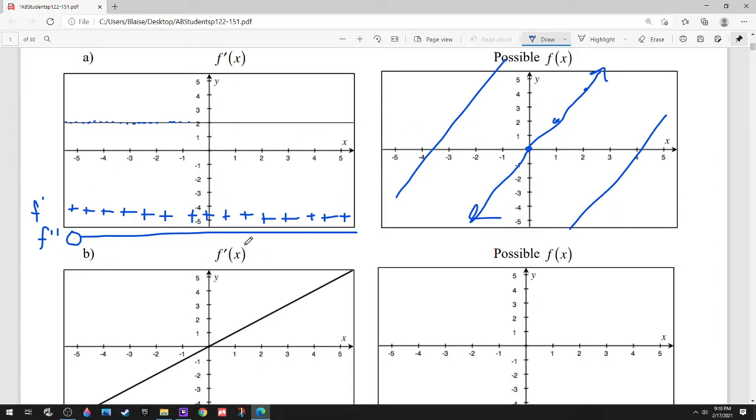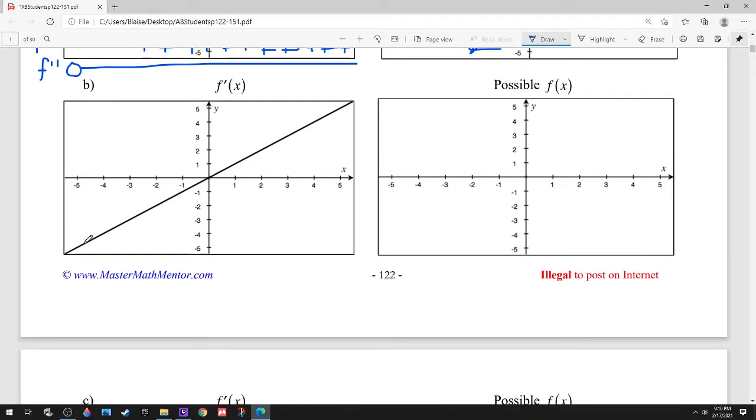The rest of the examples will be much more nailed down, but still not as nailed down as you might want. So let's look at this one.